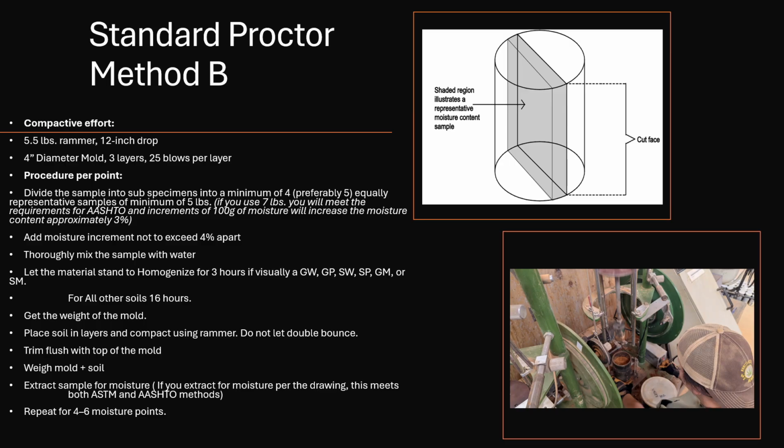The mold is weighed, filled in layers, compacted without double bounce, trimmed flush, and then weighed again. The moisture sample is extracted from each point. This process is repeated 4 to 6 times for the moisture points.